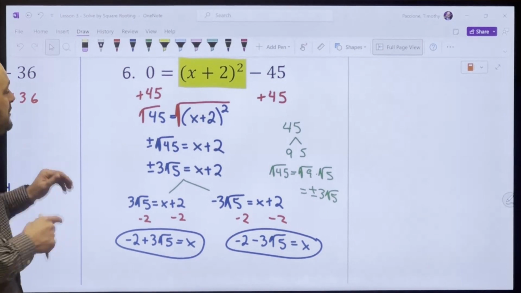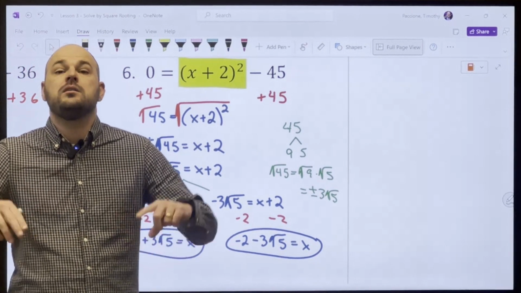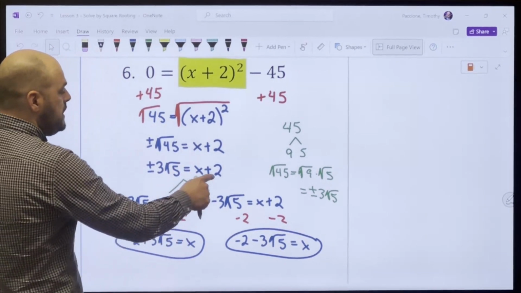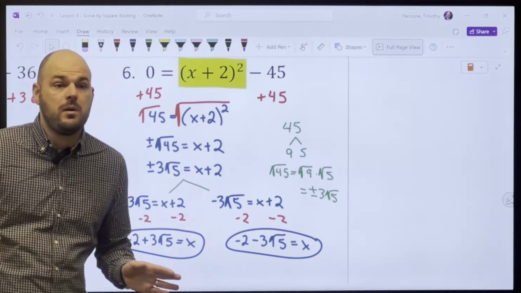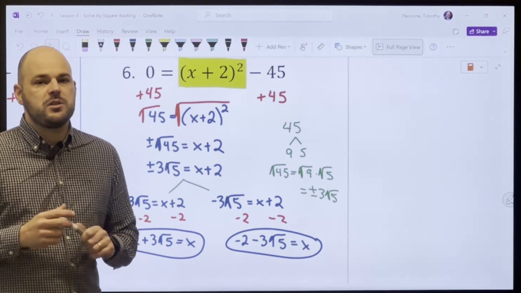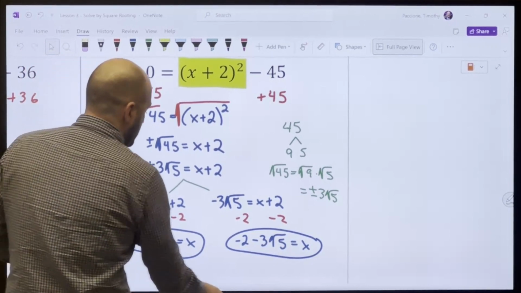So again, isolate the square, root both sides, and then clean it up in whichever way you need to. Sometimes there's a plus or minus you got to pull apart. Sometimes you got to move something over to solve for x, right? So each time there's a little bit of cleaning up to do. All right, so that is the lesson.